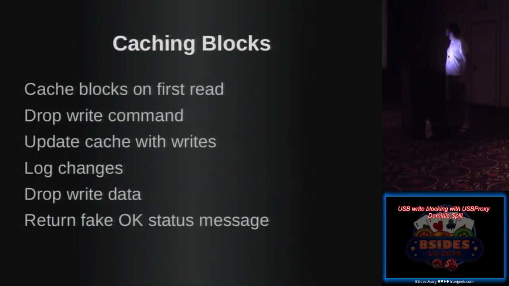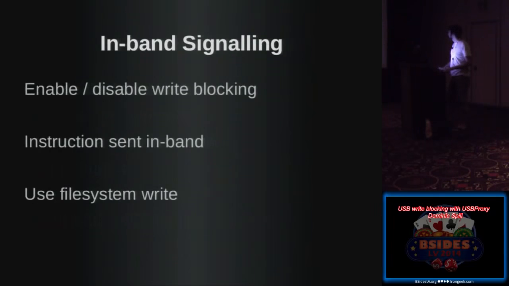So what we do here is we cache the blocks on the read. As the write comes through, we drop the write command. We let the data from the write command come through, and we update the cache, and we log this diff. And then we drop that write, and we just return that fake OK message again. So again, the host thinks that it's being written, but it's not being written, and we're able to examine what's going on. You could, of course, not drop those. You could still cache them and not bother dropping the writes, but it didn't seem worthwhile for me.